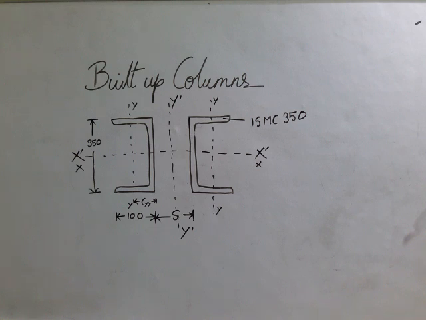What do we mean by toe to toe? Toe to toe is the way in which the channel sections are placed when their toes are facing each other. If I draw it, it will look like this.